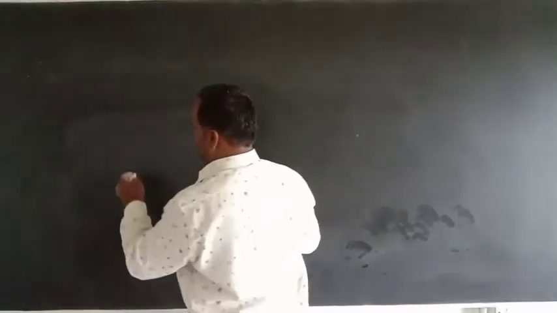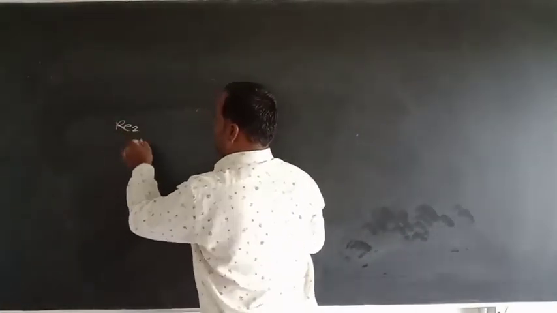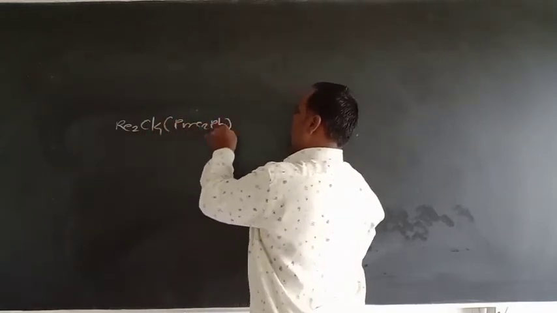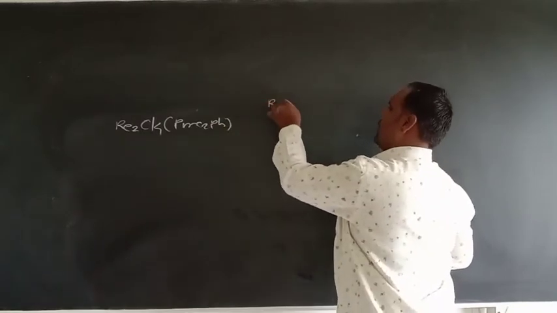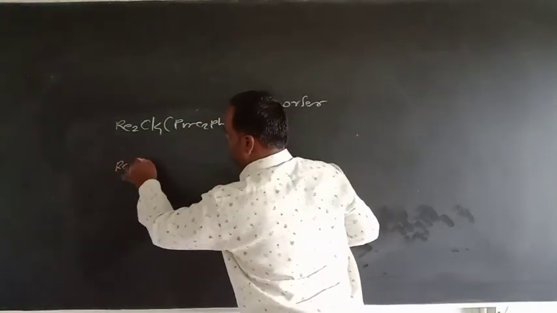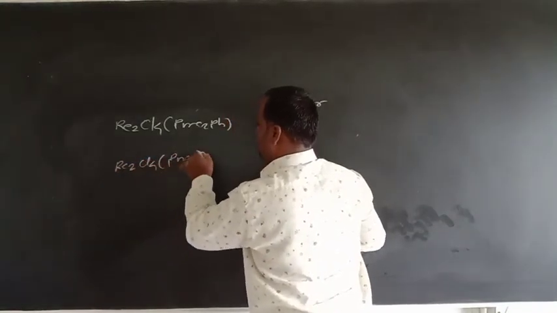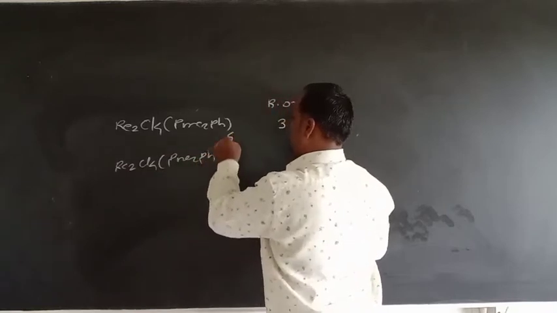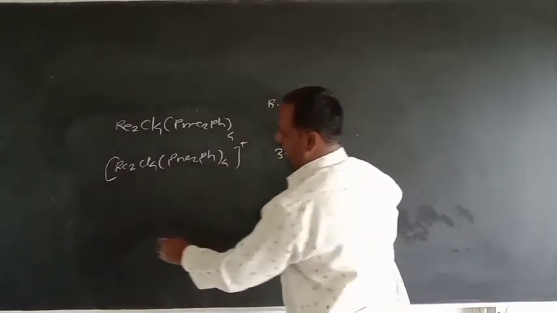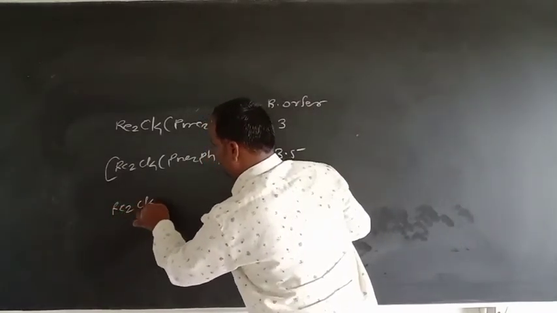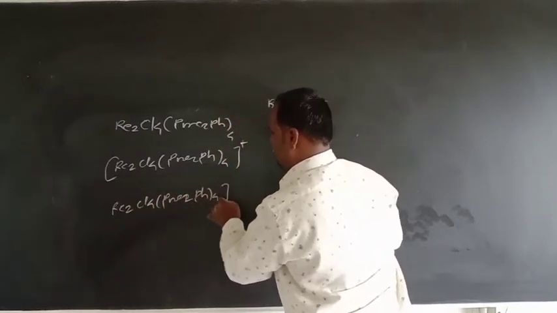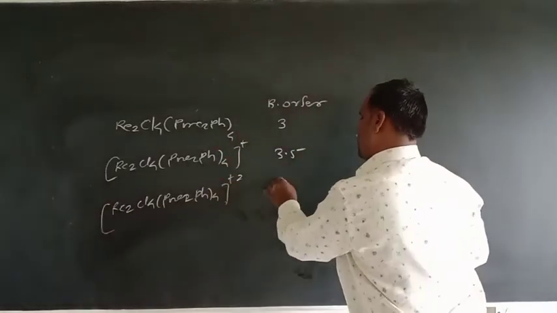So if you consider these three complexes, Re2Cl4(PMe2Ph)4 having no charge, this is your bond order. So for this complex, bond order is 3. When Re2Cl4(PMe2Ph)4 has a positive charge, then the bond order is 3.5, and Re2Cl4(PMe2Ph)4 having +2 charge, then the bond order is equal to 4.